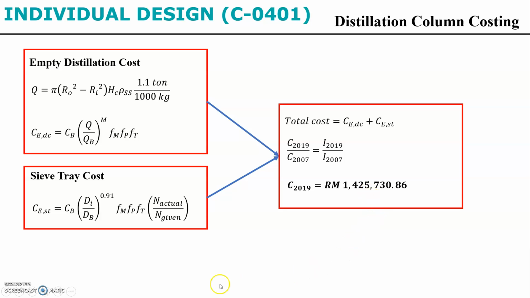And something important to mention here is that this equation and this equation are given, and this Q corresponds to the weight of our empty distillation column, and we can obtain this one by having this equation. We can obtain the empty distillation column cost by having this equation, and the sieve tray cost by having this equation.